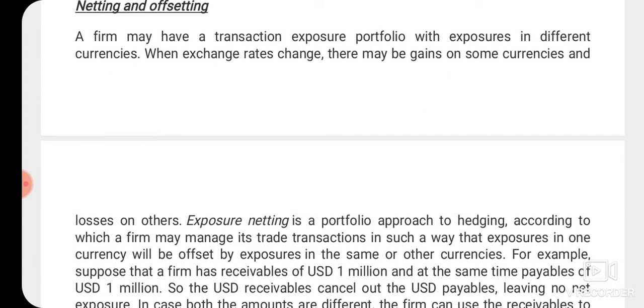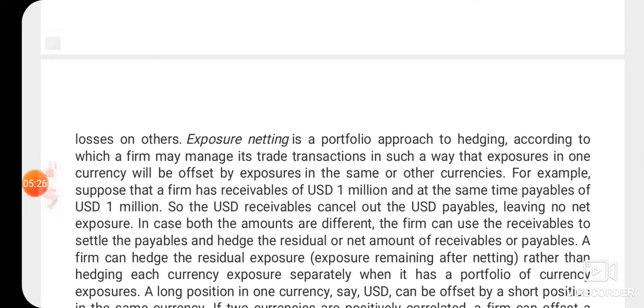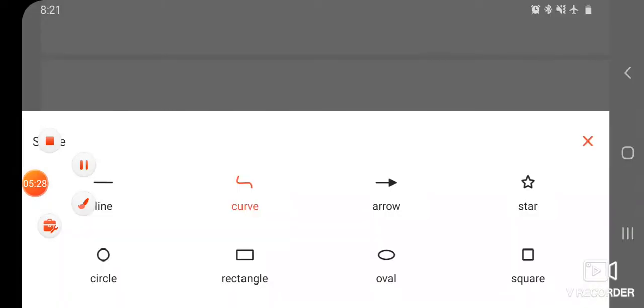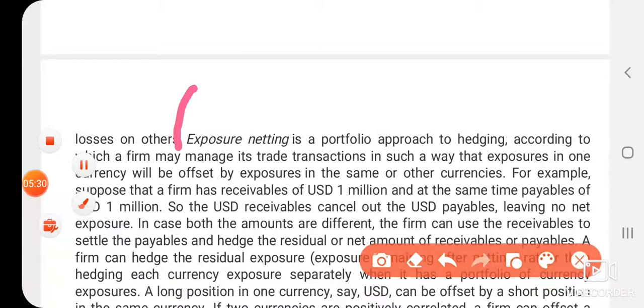For example, if the Indian currency appreciates, we will get gains, and if our currency value depreciates, we will get losses. Here you can see exposure netting. Exposure netting is a portfolio approach.